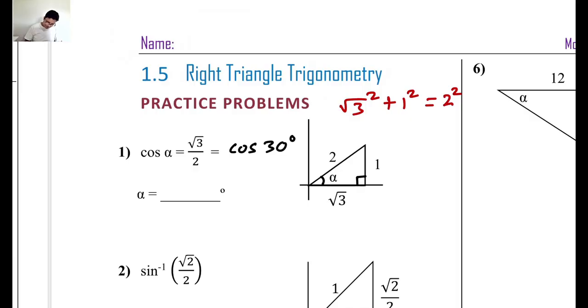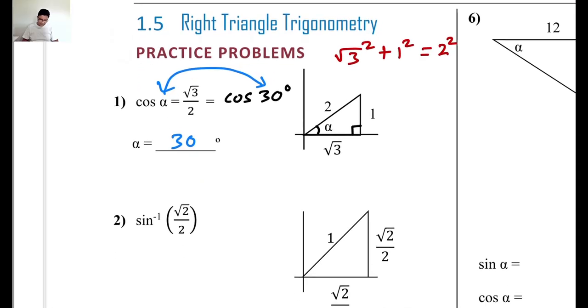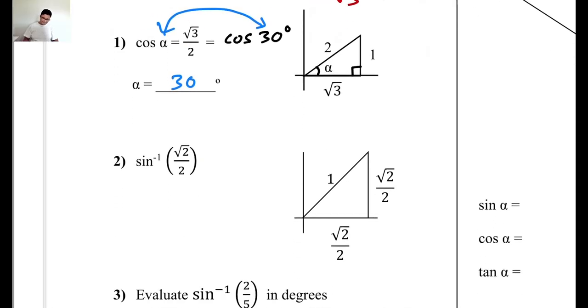Therefore, it's not like we cancel the cos. We look at the equivalence. Cos alpha equals cos 30 degrees. So alpha is 30 degrees. Okay, don't cancel. That's not what we're doing here. Just equate them.